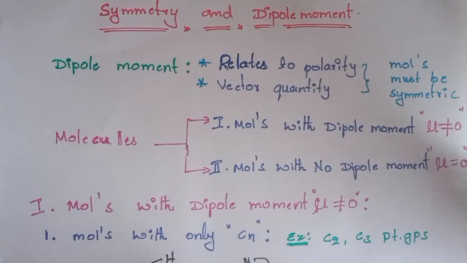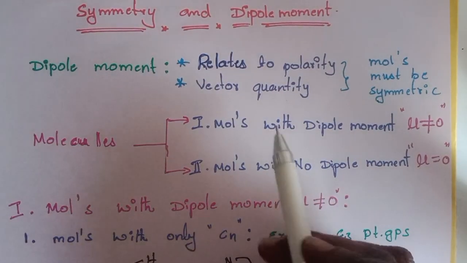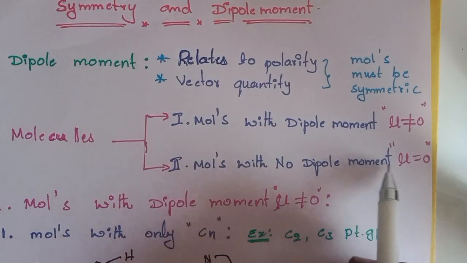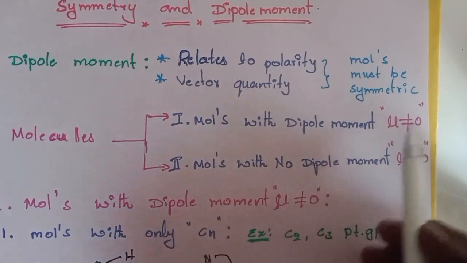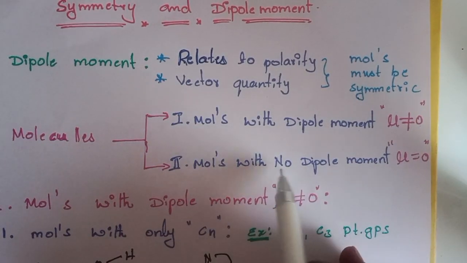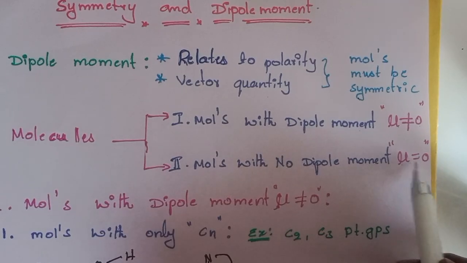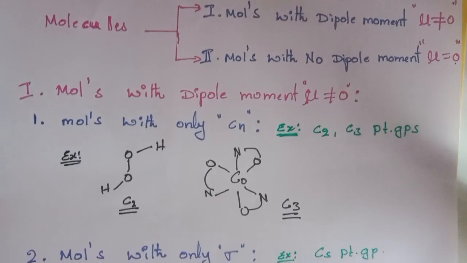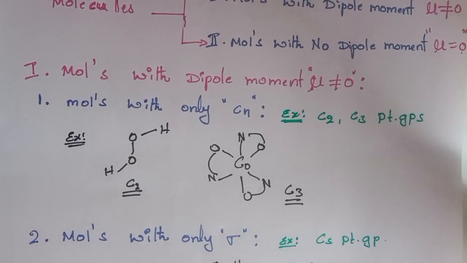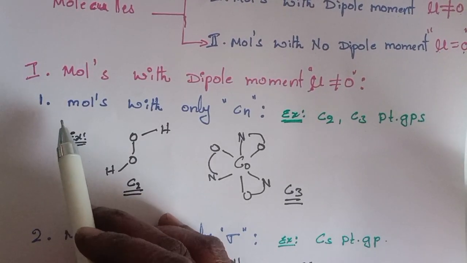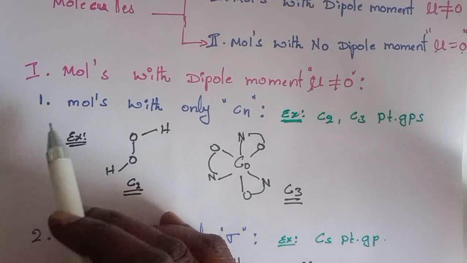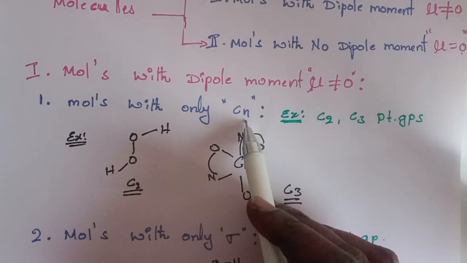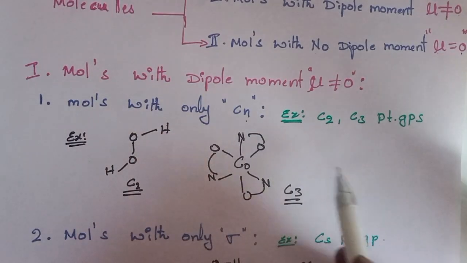So molecules will divide into two types. One is molecules with the dipole moment, that is mu not equal to 0. And the second category is molecules with no dipole moment, that means mu will be 0. If we see the molecules with the dipole moment, according to symmetry, which molecules will have the dipole moment we are going to know. So the first point is molecules with only Cn point group can have the permanent dipole moment.